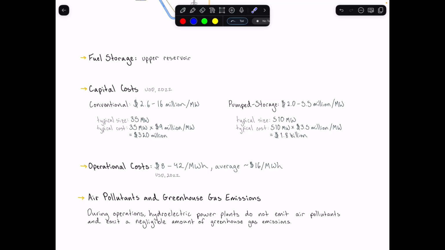Now, it's great that they have very low operational emissions, but the construction of dams and reservoirs can have a very significant environmental impact on local ecosystems, waterways, and wildlife. I'm not going to go into those details here, but these impacts will be discussed in greater detail in Unit 4 of this course, Environmental and Social Impacts.